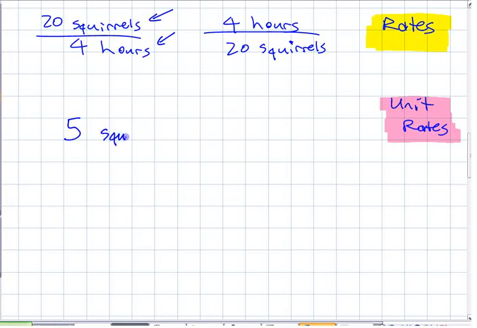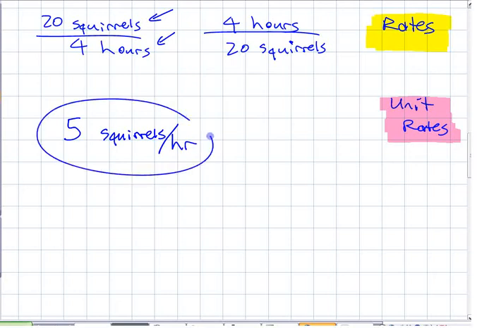Squirrels per hour. I know that you've heard of kilometers per hour, but we're counting squirrels per hour. What does this mean? On average, while I was sitting there bored for 4 hours, there were 5 squirrels per hour. Yeah, there were 5 squirrels every hour going by. It doesn't mean that every hour there were exactly 5. It means overall it averages out to that.